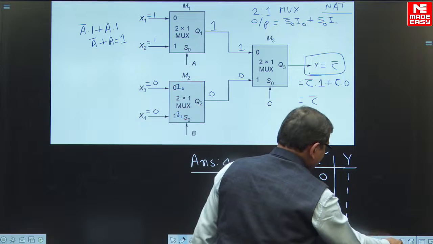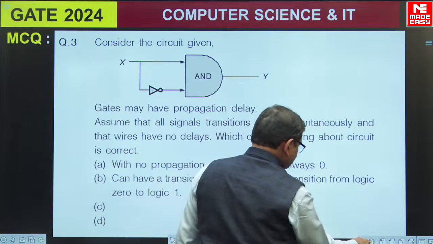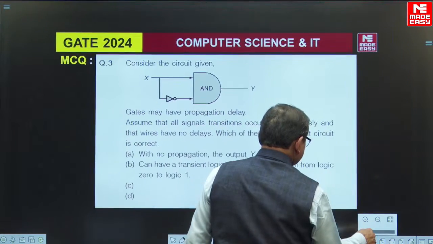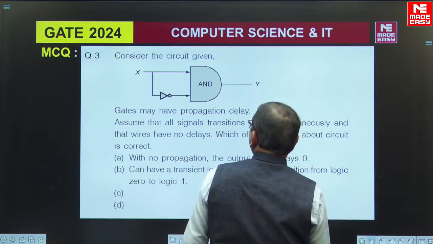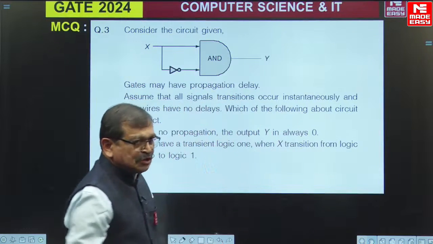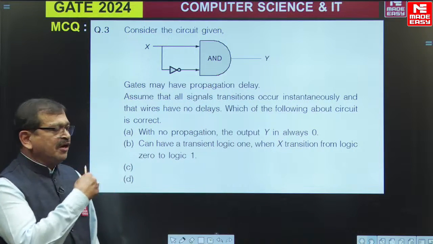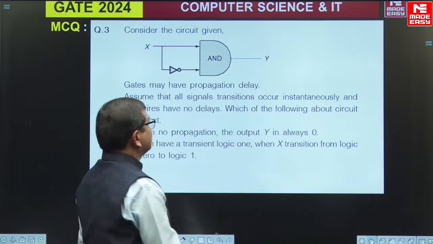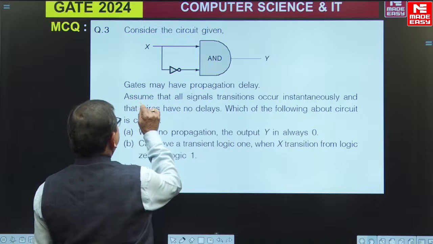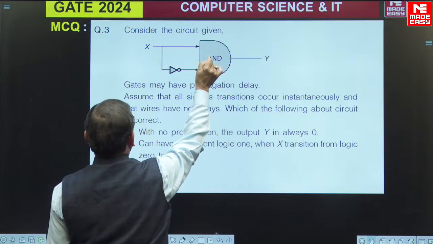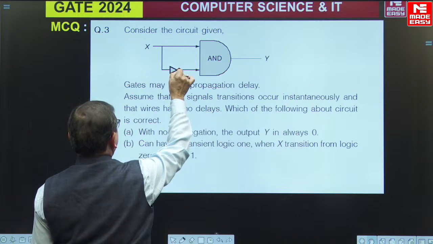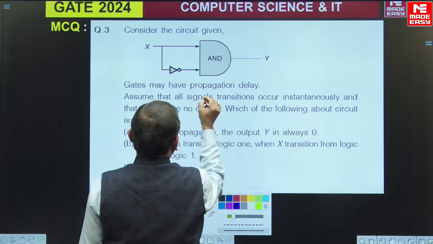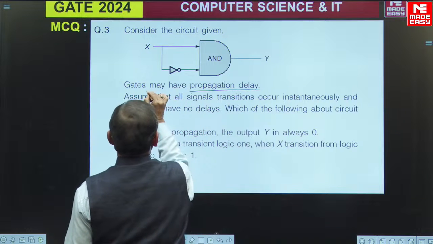The next question is again a basic part of the digital logic subject, related to propagation delays. In the question it is mentioned, consider the circuit given below. The circuit consists of one AND gate and one NOT gate, an inverter. The gates may have a propagation delay. It is mentioned, may have.